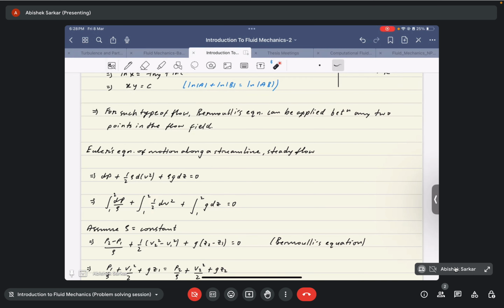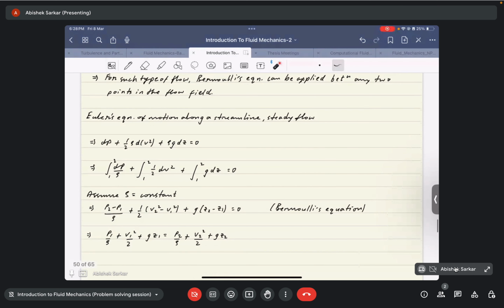Okay, then in this equation, if we consider density to be constant, that rho is equal to constant, then this equation will reduce to this form. Okay, that (P2 minus P1) by rho plus half (V2 square minus V1 square) plus g(Z2 minus Z1) is equal to 0. And if we rearrange these terms, we essentially get Bernoulli's equation. Okay, the popular, the famous, elegant form of Bernoulli's equation.